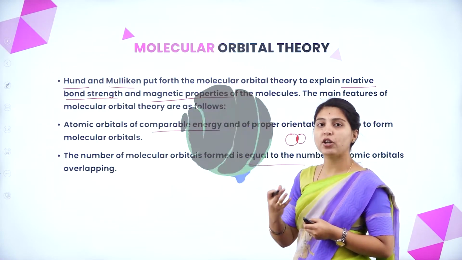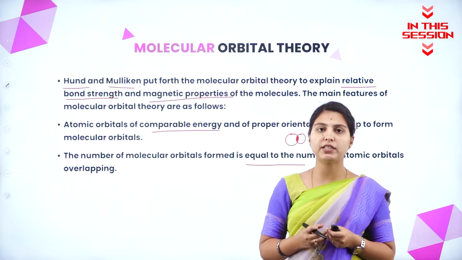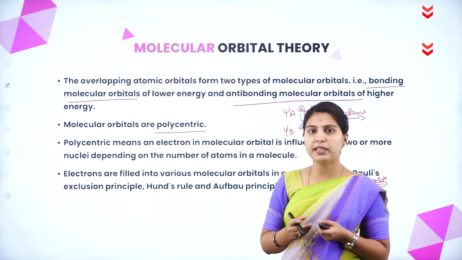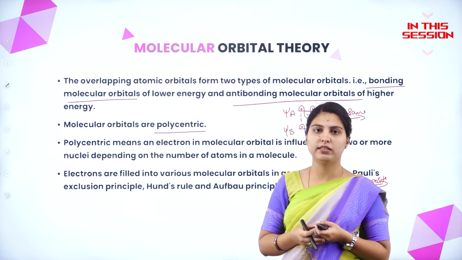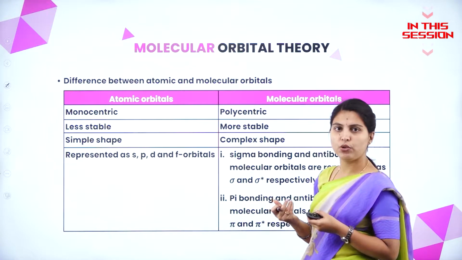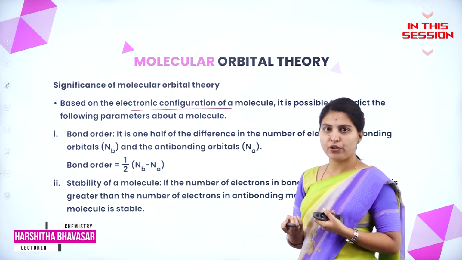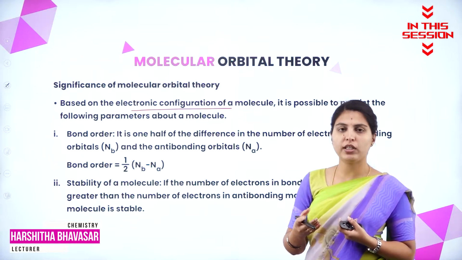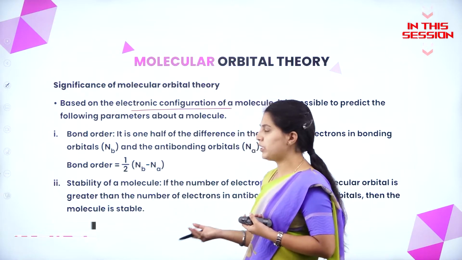How many atomic orbitals have been overlapped? That many molecular orbitals will form. Why are molecular orbitals polycentric? Because they are influenced by two or more nuclei in the molecule. Atomic orbitals have simple shapes, but molecular orbitals have complex shapes. We write the electronic configuration of a molecule through the bonding molecular orbitals and the anti-bonding molecular orbitals. Then we will understand the following parameters.